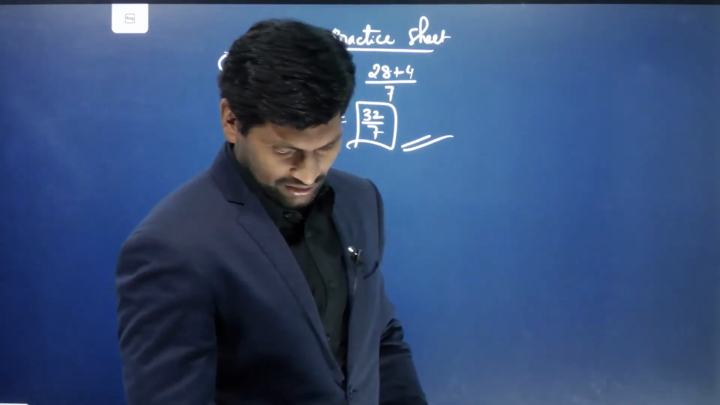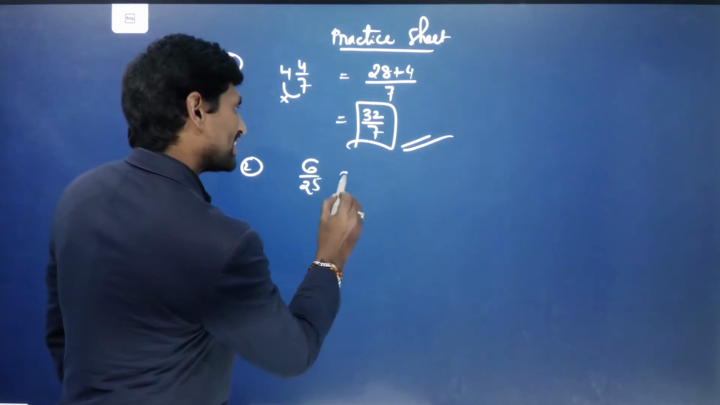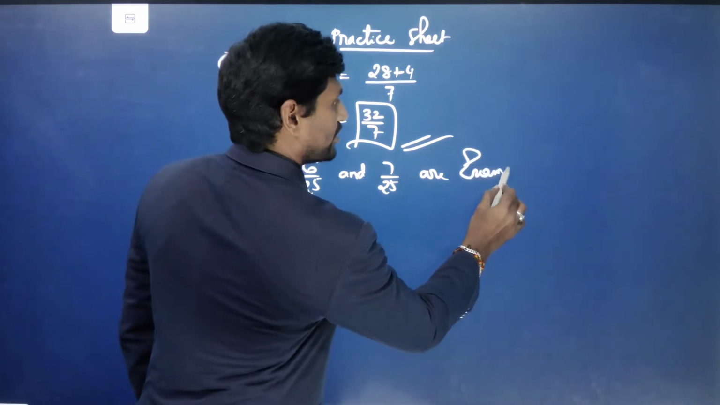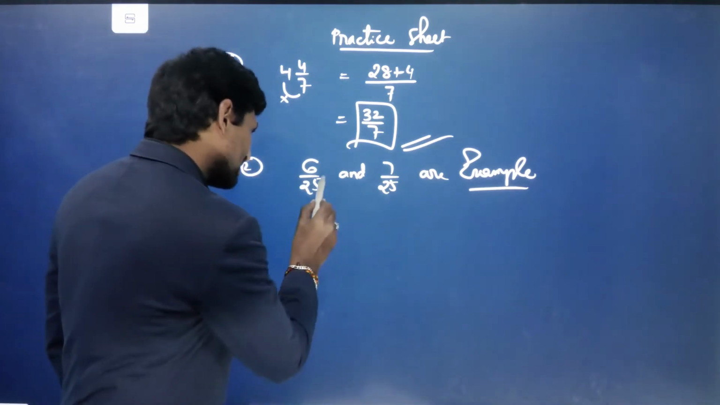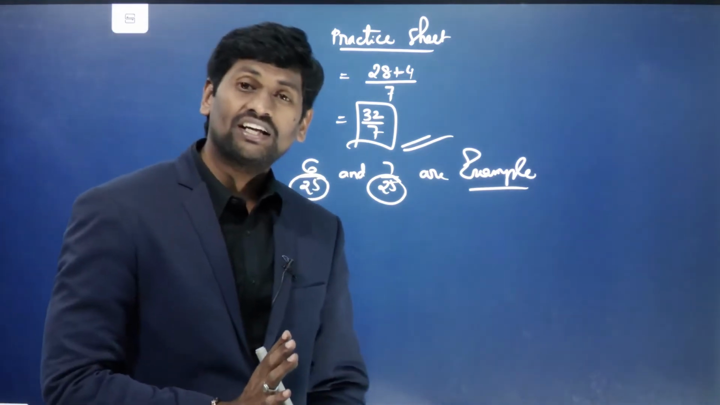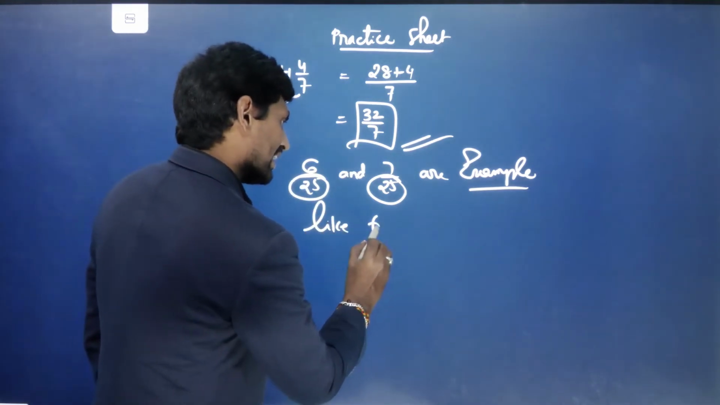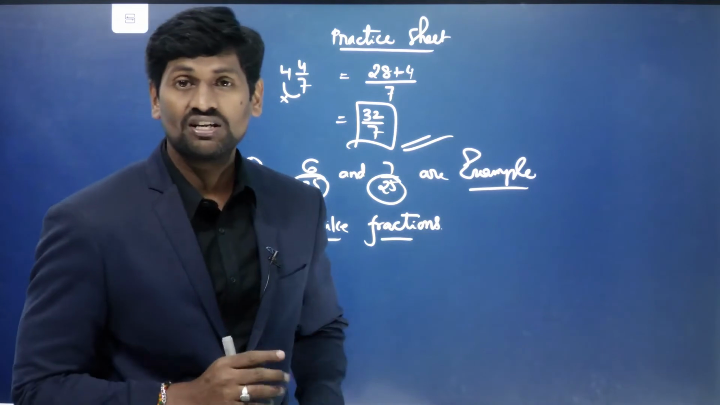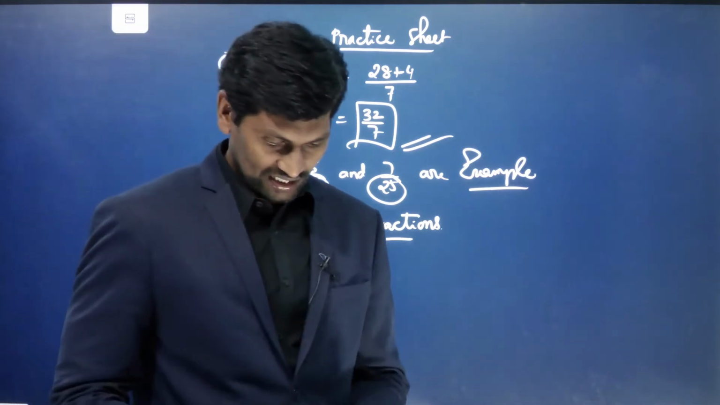Now let us go to the next one. 6 by 25 and 7 by 25 are examples of. Can you identify any type of fractions here? Any similarity between these two fractions? Yes, the denominator is the same. When two numbers have the same denominator, we say the two numbers are like fractions. Fractions having the same denominator are called like fractions. Fractions having different denominators are called unlike fractions. Very easy questions.